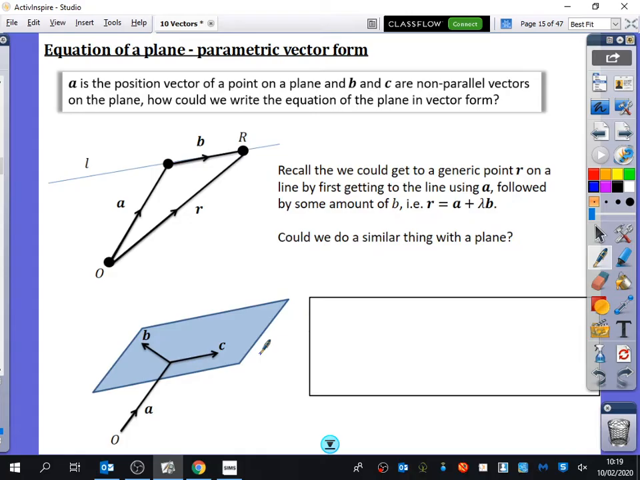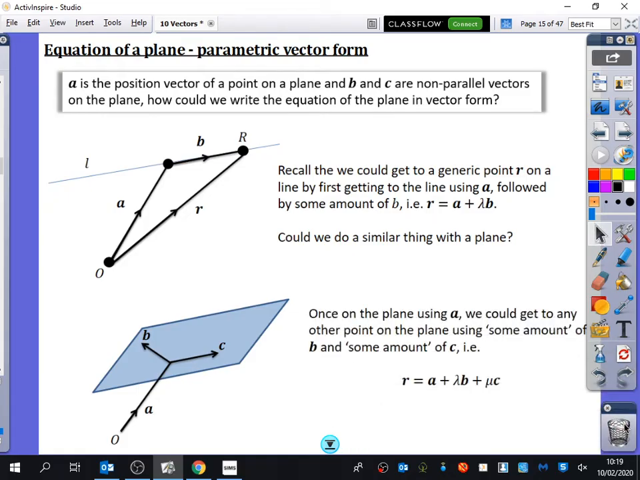Because you can do any combination, as long as they're not parallel to each other, you can do some combination of them to get you to any point of the plane, because you can obviously go backwards as well by making the parameters negative too. So what you need to write down is this. Once on the plane using A, we could get to any other point on the plane using some amount of B and some amount of C. And those some amounts are the parameters.